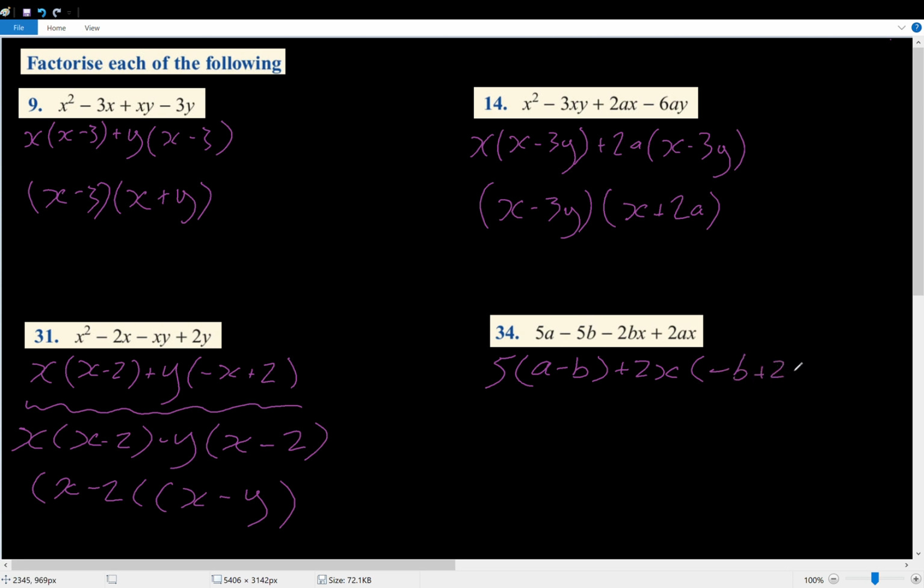Which is actually exactly what we're looking for, because if we rearrange them slightly, we get 5 times a minus b plus 2x times a minus b, because minus b plus a is the same as a minus b. So now we have a minus b times 5 plus 2x, and that is that.